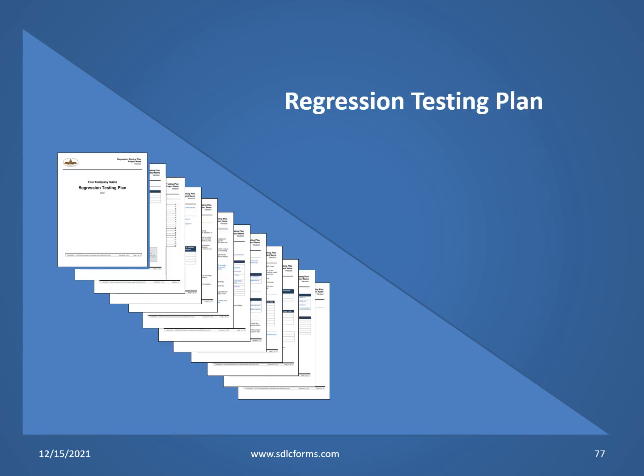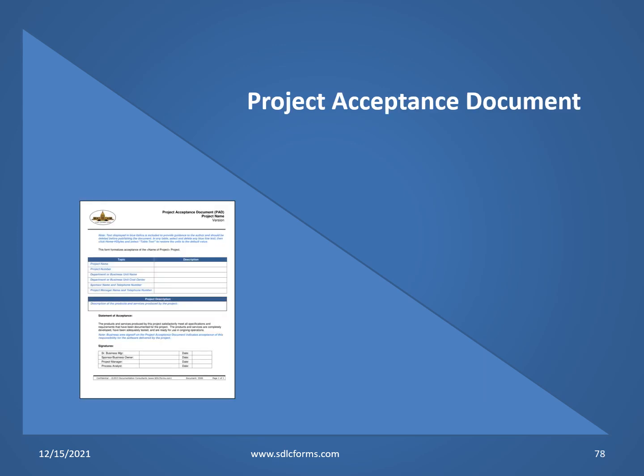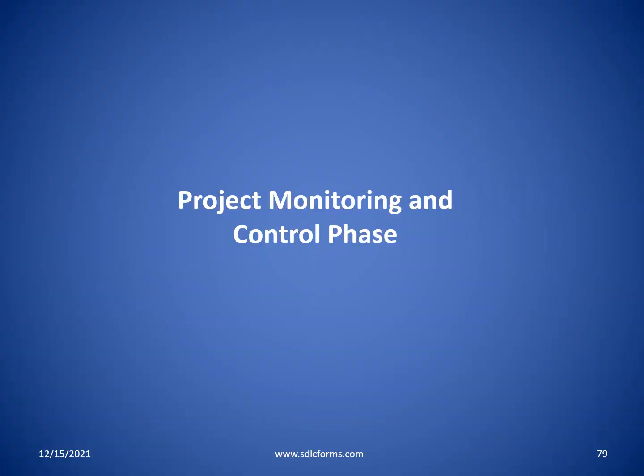Provides general information about systems or applications that require regression testing, including why testing is required, functional business areas affected, and testing timeline. The document formalizes acceptance of the project and describes the product and services the customer received. The project monitoring and control phase is where you become the watchdog over the project via data that is collected from project technical and frequent status meetings.